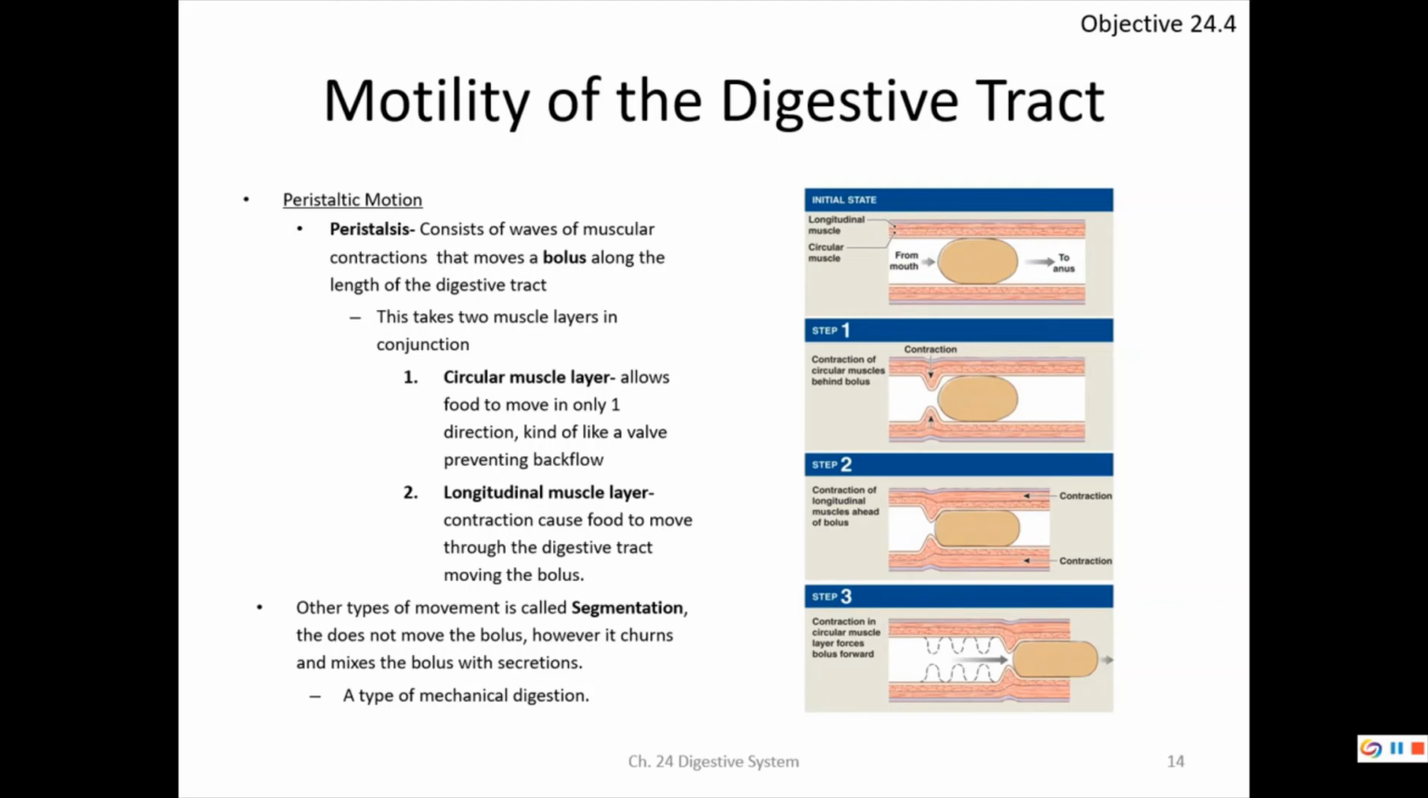So anyway, segmentation is just the stomach churns. The stomach churns like a dishwasher, okay? This is actually unique to the stomach, we'll talk about. And it mixes the food with secretions. It's a type of mechanical digestion, something the stomach does.